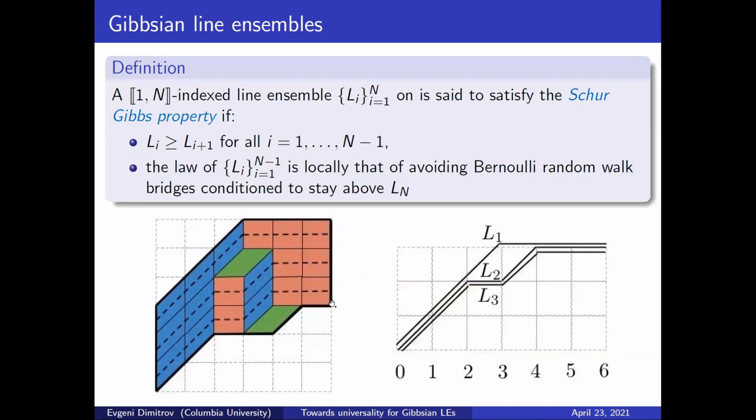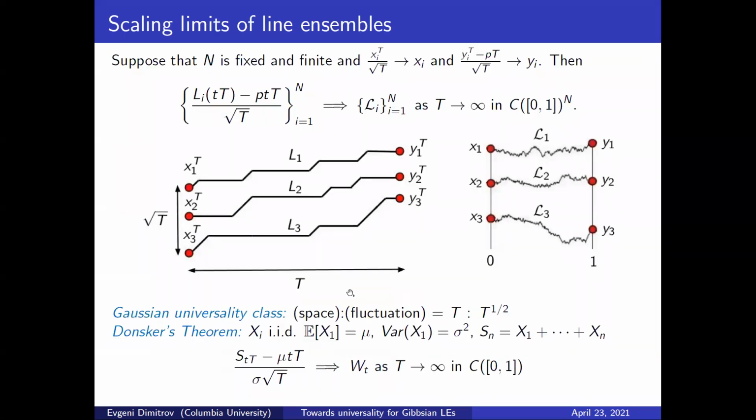So these are examples of Gibbsian line ensembles, and the question I'll be interested in understanding is: what are their scaling limits? Scaling limits of line ensembles naturally split into two categories. One, the one discussed in this slide, is when the number of lines is fixed. You look at one such ensemble and run it for a long time, but the number of lines is fixed. It's some finite number, in this case 3. Then you're interested in the scaling limits of these lines.